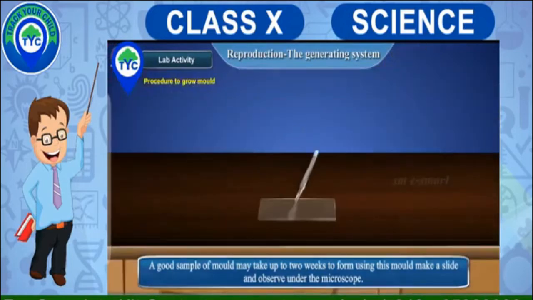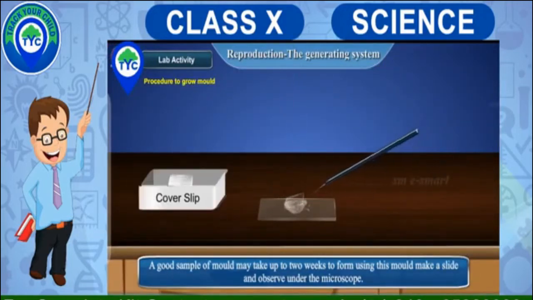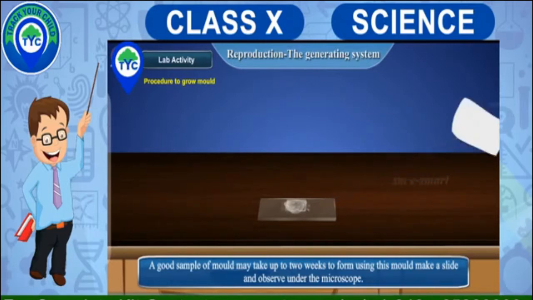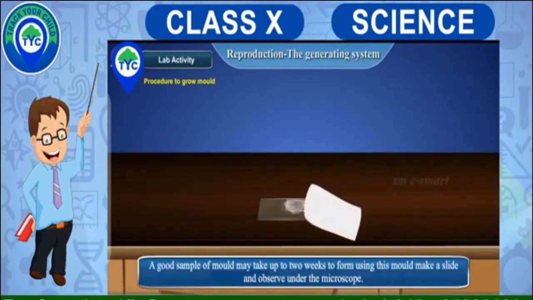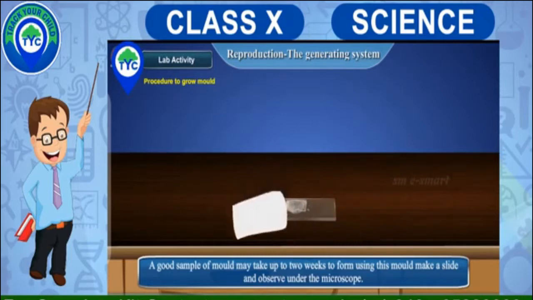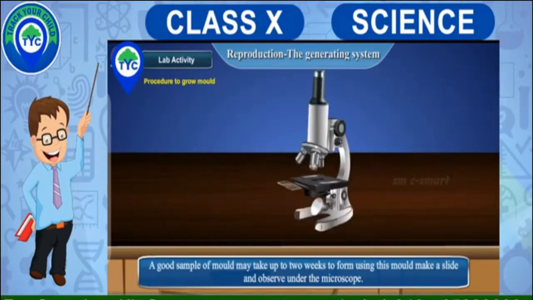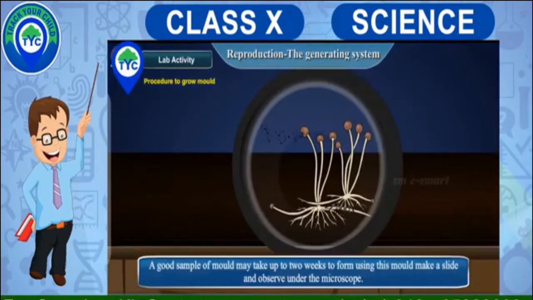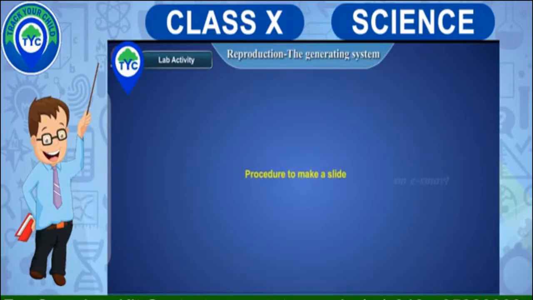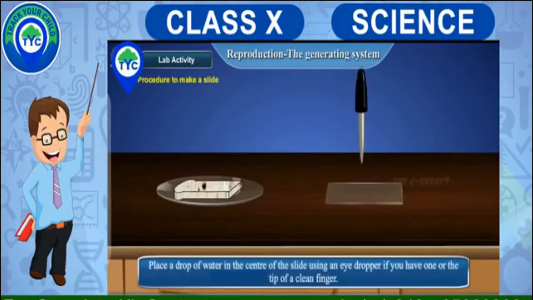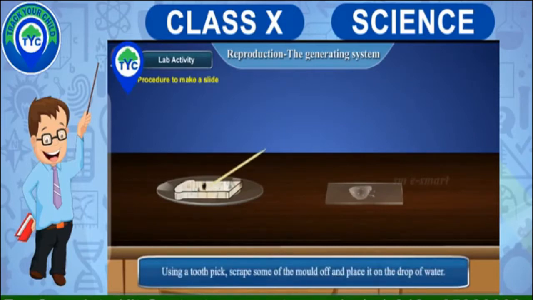Using this mould, make a slide and observe under the microscope. Procedure to make a slide. Place a drop of water in the center of the slide, using an eyedropper, if you have one, or the tip of a clean finger. Using a toothpick, scrape some of the mould and place it on the drop of water.